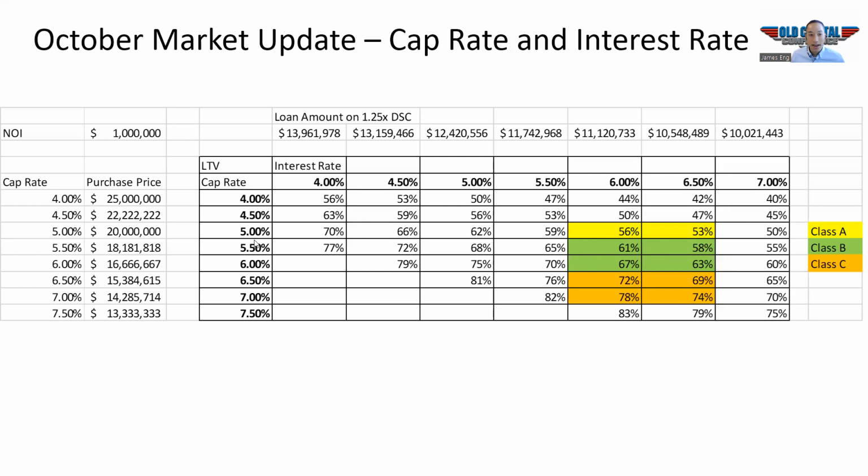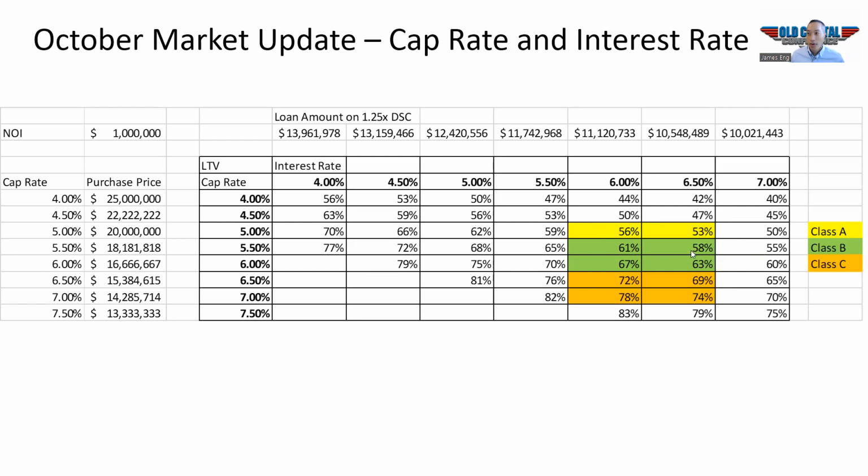So here you see if you buy on a 5% cap rate and your interest rate is 6%, you get 56% leverage. And as the 10-year Treasury has run in the last 2 or 3 weeks, now you're probably closer to 6.5%. So it drops your leverage to 53%. So you're putting half the money down in equity to get this deal done. And some people are still doing that. That's on the Class A stuff.